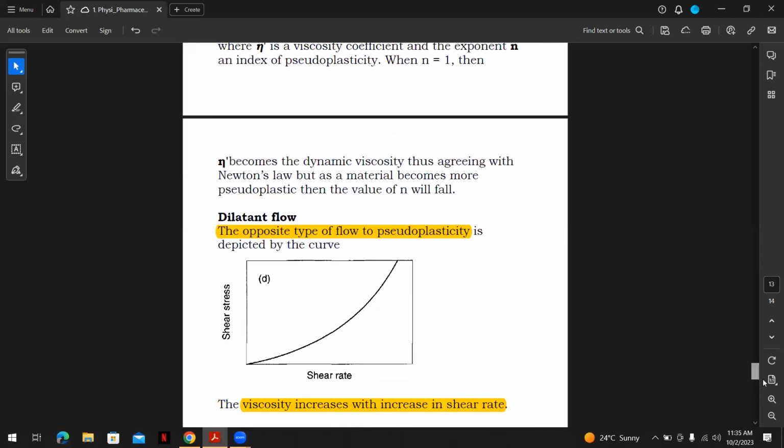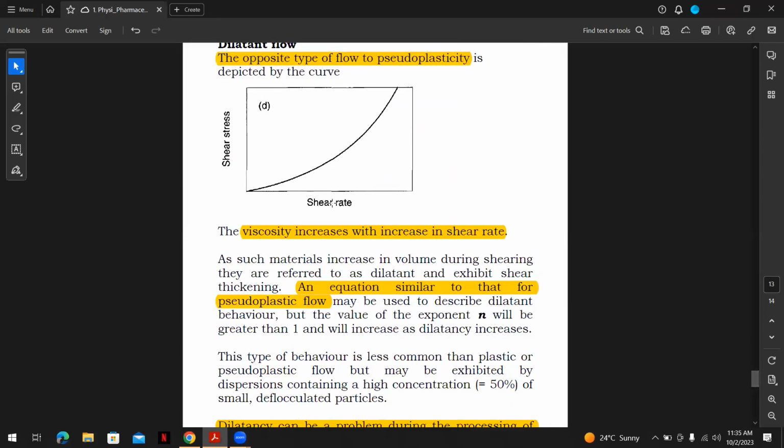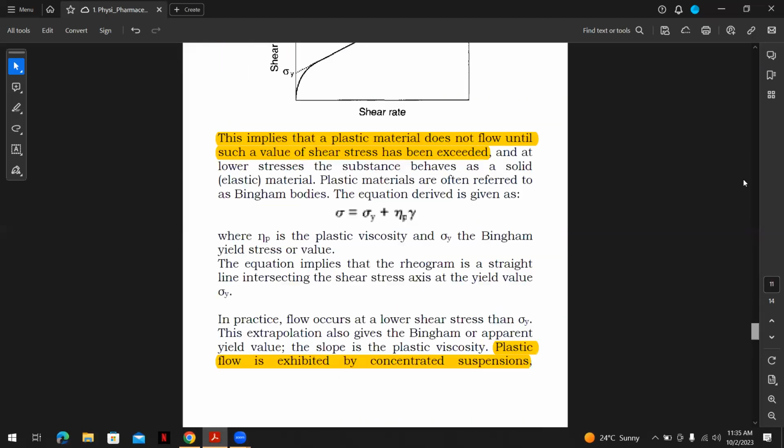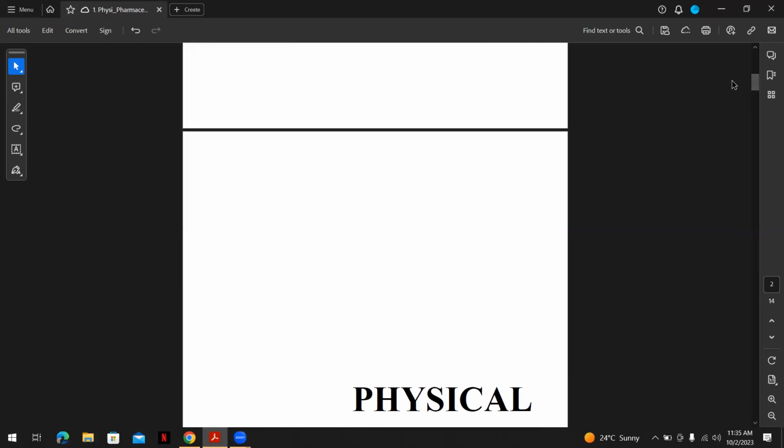And with dilatant flow, we said, like ugali, the more the shear rate, the more the viscosity increases. And dilatant flow is the opposite of pseudoplasticity, and the curve is different. Just that. Any questions?